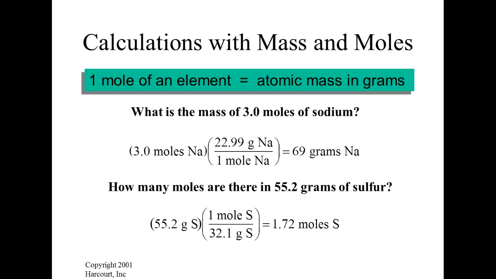So we can change moles to grams as well. If I have 3 moles of Na, I just look at the periodic table and it tells me at the bottom of the square that 1 mole weighs 22.99. So if I multiply those together, I get the mass of 3 moles. And I can go backwards too. If I have grams, I can figure out how many moles that is. So I can take the 55.2 grams, divide by 32.1 grams for sulfur, and I know how many moles I have. So I can go back and forth. We have to get good at these types of problems.